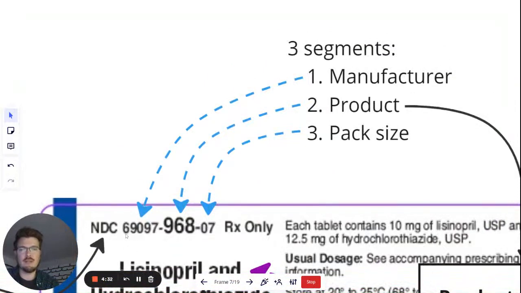So the first one is a manufacturer, who makes the drug. They have a code that identifies them. The second one is the product, and that product we'll talk about in just a second as the most important thing for this topic. And the last one is pack size. So does it come in 90 tablets, 100 tablets, 30 tablets, milliliters, whatever the pack size is. And these are, I believe, basically registered with the FDA by the manufacturer, and there's a lot of stuff that goes into it. But the important thing to know is each of those segments means something different.